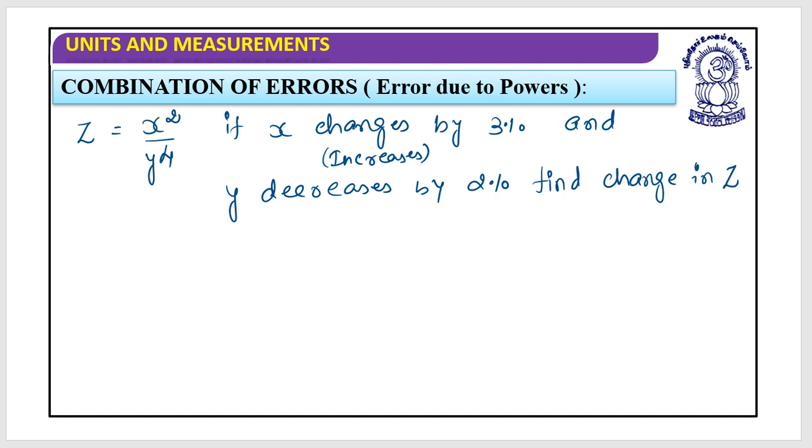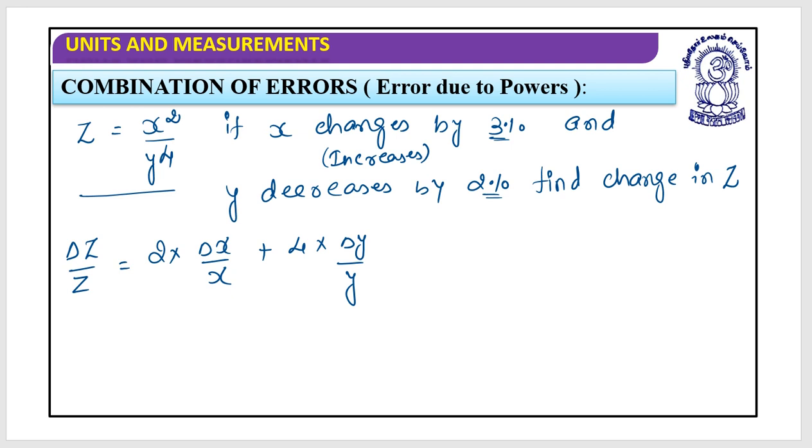Yes, they have given z is equal to x to the power 2 divided by y to the power 4. If x increases by 3 percentage and y decreases by 2 percentage, you need to find out the change in z. So here all the errors associated with x and y are less than 5 percentage. So I can use the data as an error. So delta z by z I can write as 2 into delta x by x plus 4 into delta y by y.